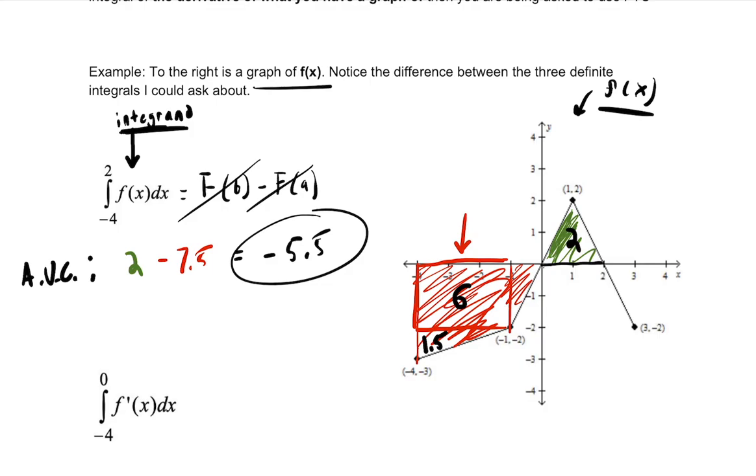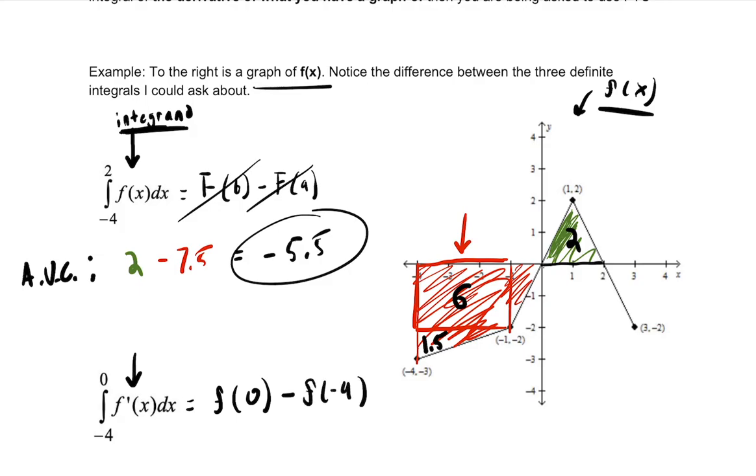Now, if I asked for the definite integral of f prime instead, these are actually going to be easier in this case, because the thought process needs to be the following. Do I have a graph of f prime? No, I have a graph of f of x. I can't find the area under the curve. Therefore, it must be the fundamental theorem of calculus. They must be asking me to find f of 0 minus f of -4.